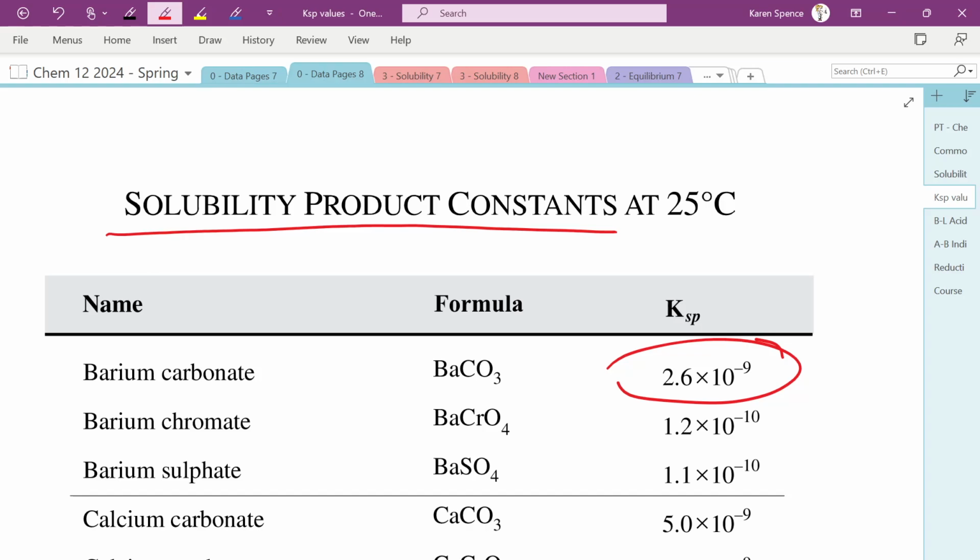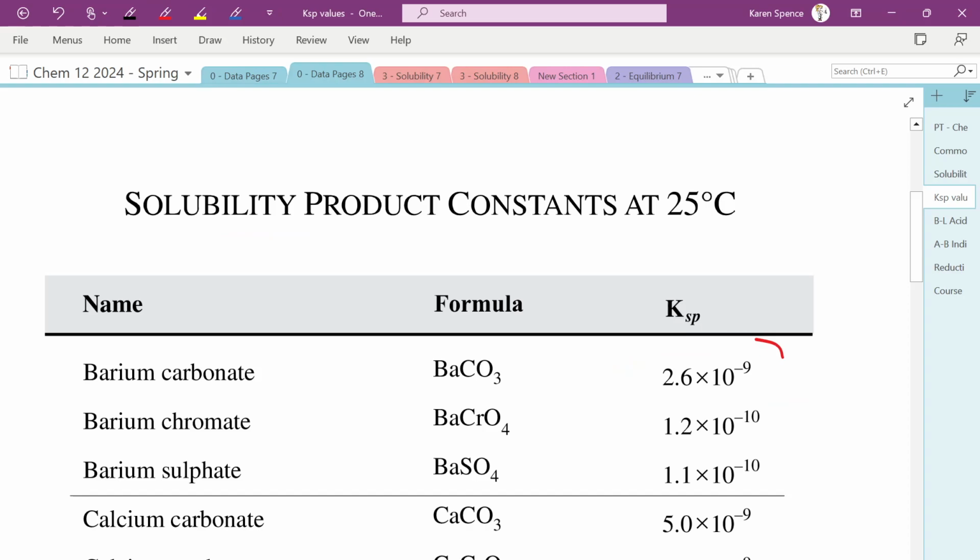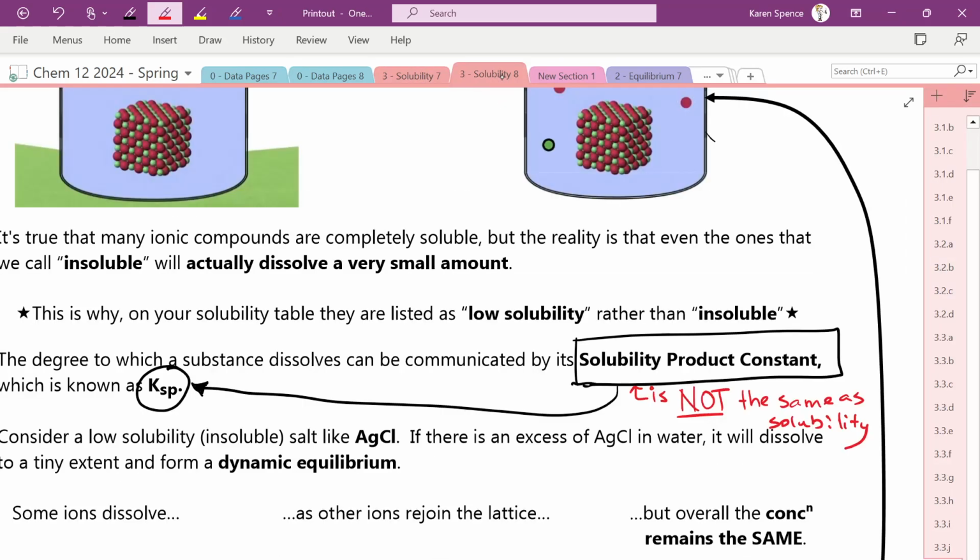Because although it is related to that value, the solubility is not 2.6 times 10 to the negative 9. The solubility product is 2.6 times 10 to the negative 9. But they sound similar, so it's easy to mix them up. Okay? When we start doing problems with that, I will remind you that these two things are not the same. Okay? However, for now, we don't have to worry about it too much.